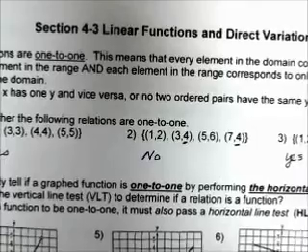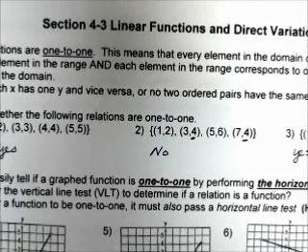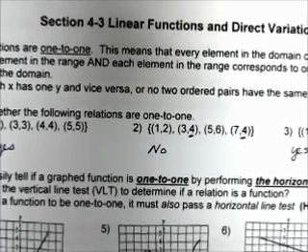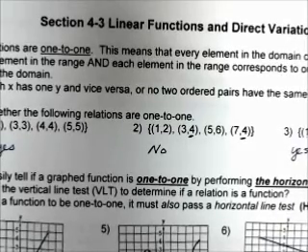We can easily tell if a graph of a function is one-to-one by performing the horizontal line test. Remember the vertical line test to determine if a relation is a function? Well, in order for a function to be one-to-one, it must also pass a vertical line test.